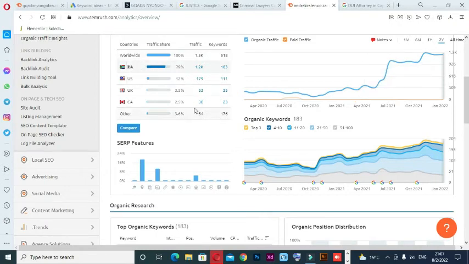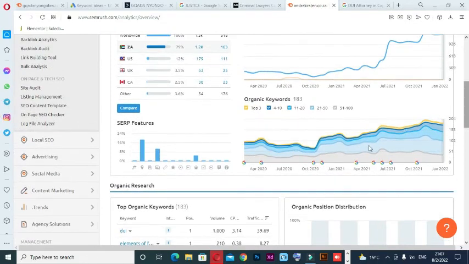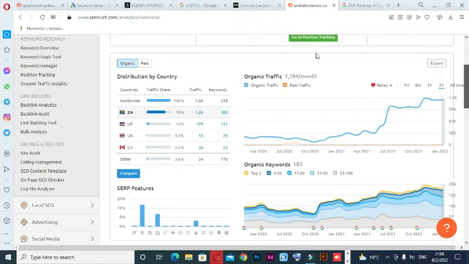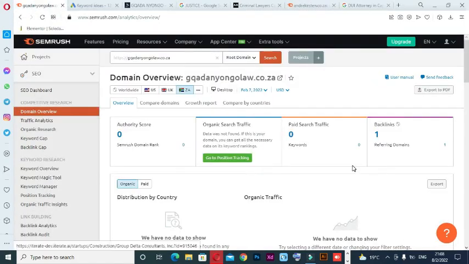They don't pay Google to have any visitors over there, and these are all the visitors coming to their website. 79% coming from South Africa, 12% from the US. I think those are the spiders from Google. This is the flow, you can see. So you expect the graph here to also show something like that.